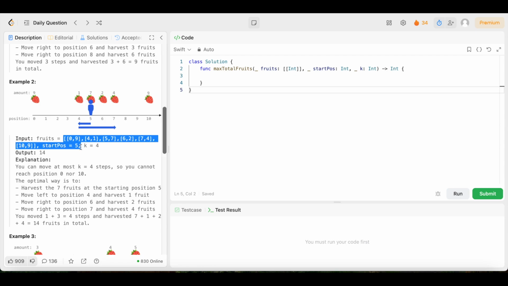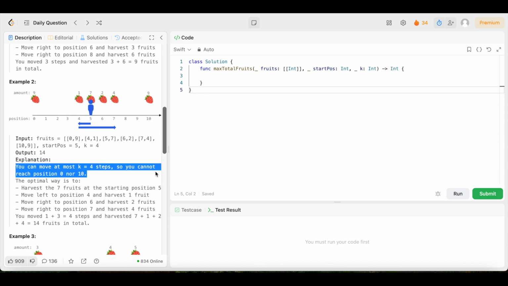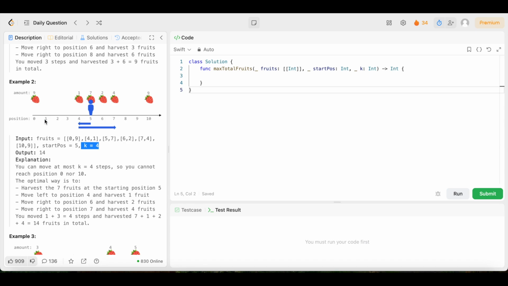Then we have the start position equals 5 and k equals 4. This time our output is 14. Let's see how they got that 14. The explanation says you can move at most k equals 4 steps, so you cannot reach position 0 or 10. They have 9 fruits here, but since we start at position 5 and we're only allowed to move 4 steps, we can't make it to 0 from 5. We can only make it to 1. Similarly to position 10, starting from 5, there's 9 fruits at position 10, but we can't make it to 10 because we can only move 4 steps.